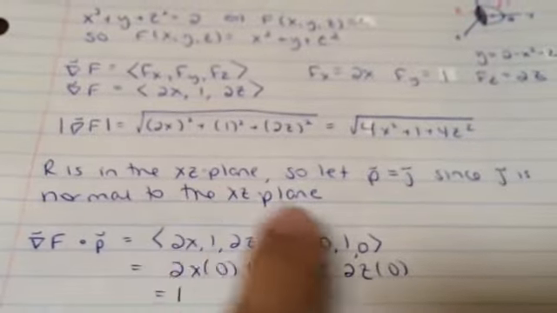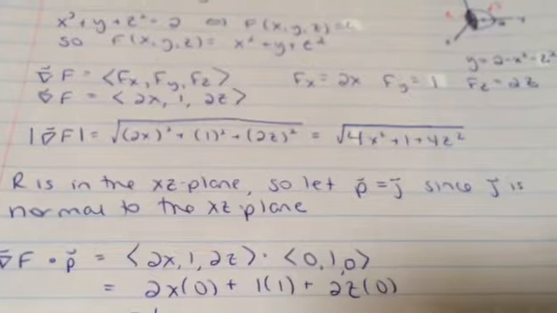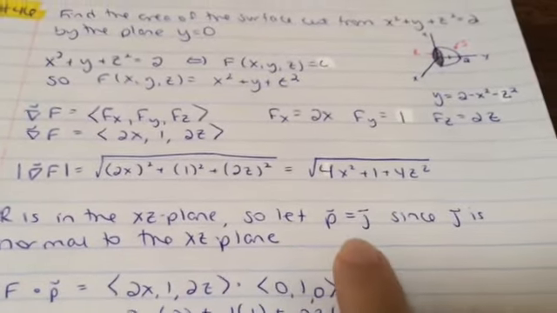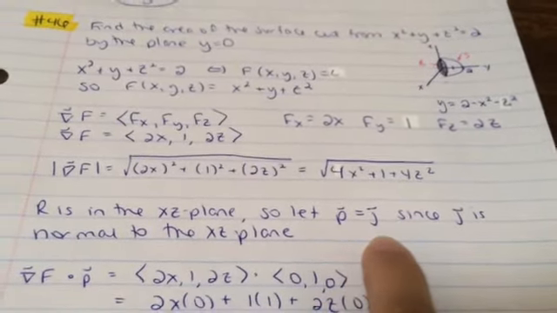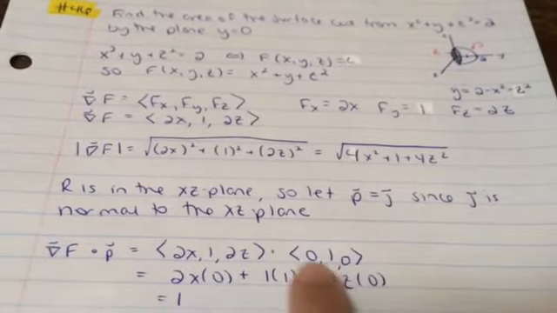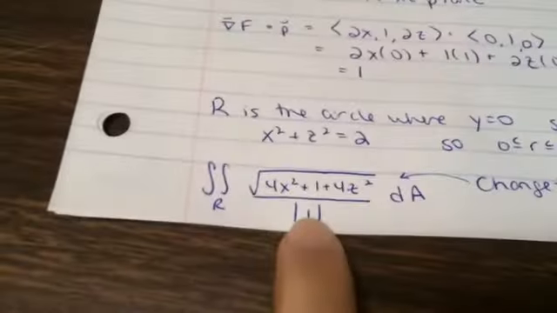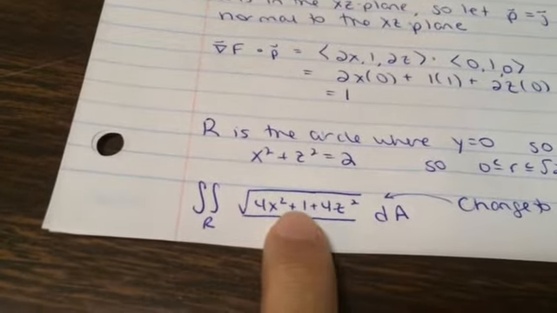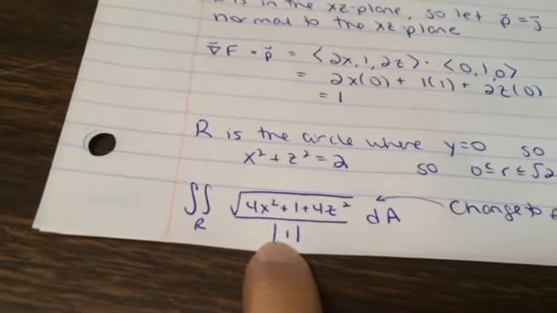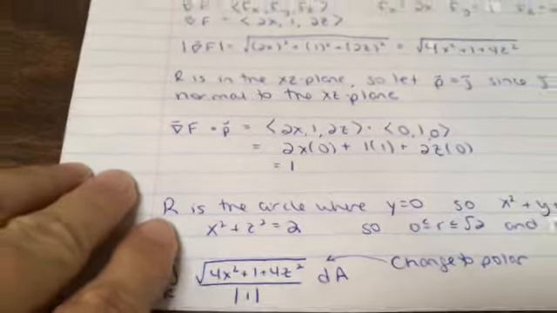It's in the xz plane, so I'm going to let the p be j. P be j, like peanut butter and jelly. I'm going to let the p vector be the j vector. So I'm going to do the dot product here, and that ends up just being 1. And then here's what I have. The magnitude of the gradient vector over the absolute value of the dot product. I'm going to again change that to polar.